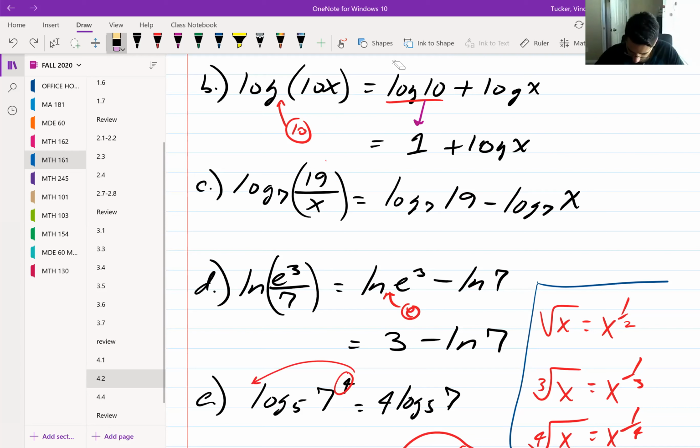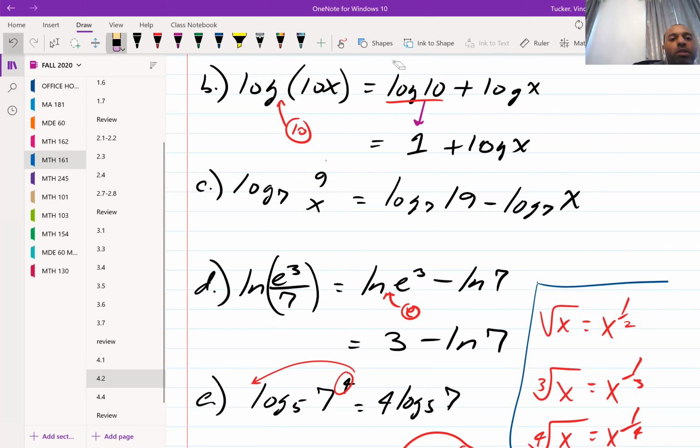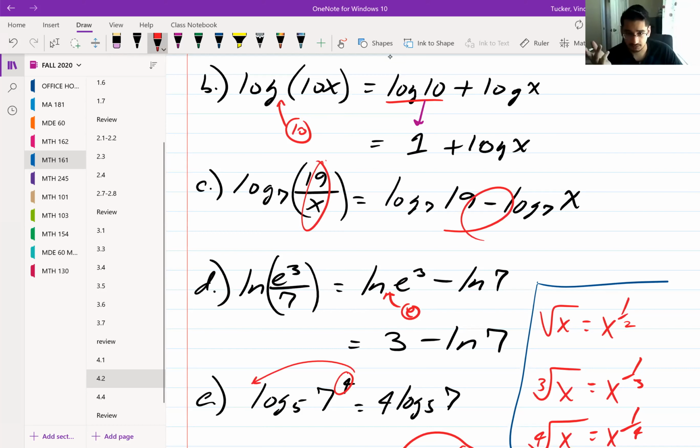Professor Tucker, could you just one more time explain C and D to me? The log base 7 of 19 over x. With C, we didn't do anything but apply the quotient rule. Because it was division, that means you use subtraction. And we did the same thing with D.